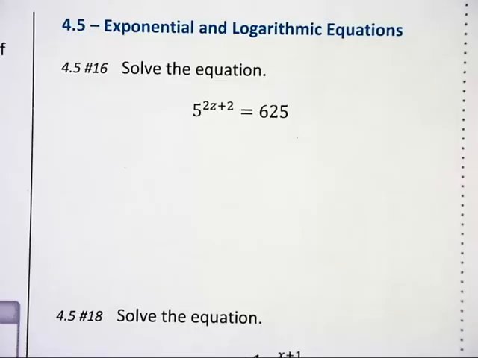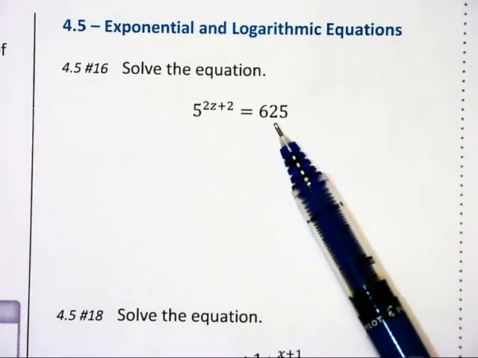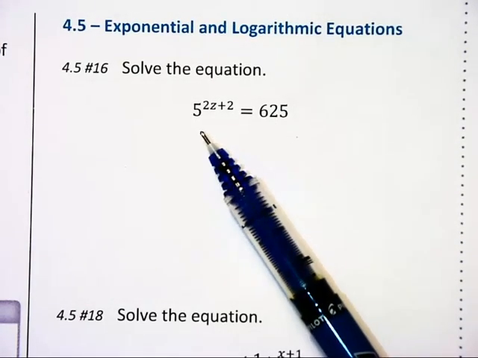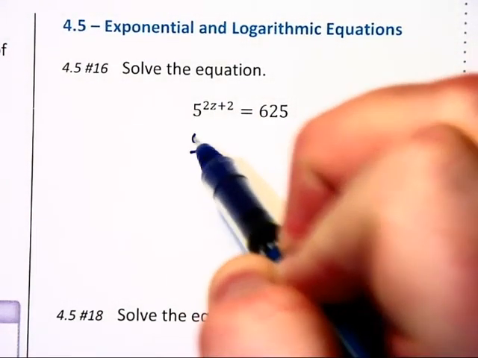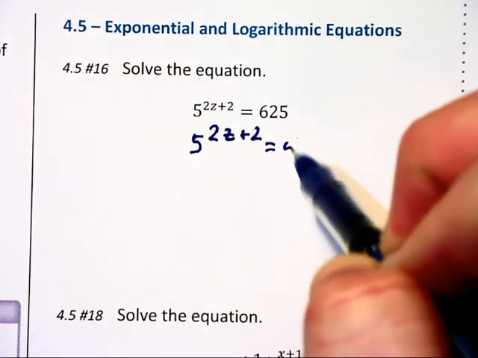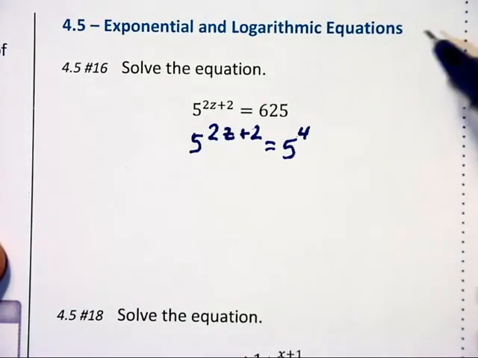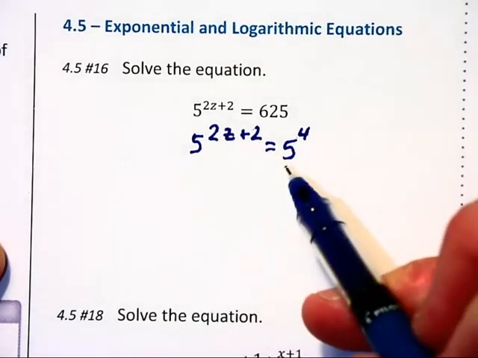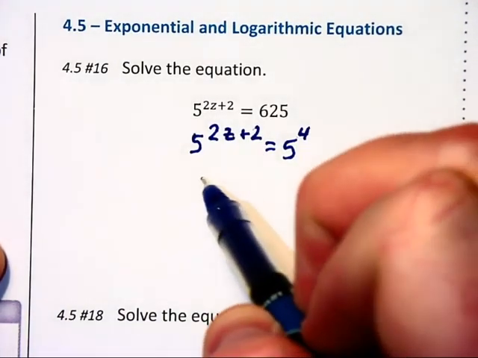Now begin solving exponential equations. In this first problem, notice that 625 is a power of 5 just as the left is a power of 5. So we're going to rewrite this as 5 to the 2z plus 2 is equal to 5 to the fourth power. Now basically what we have here is 5 to the something equals 5 to the something, and so those somethings must be equal to each other.